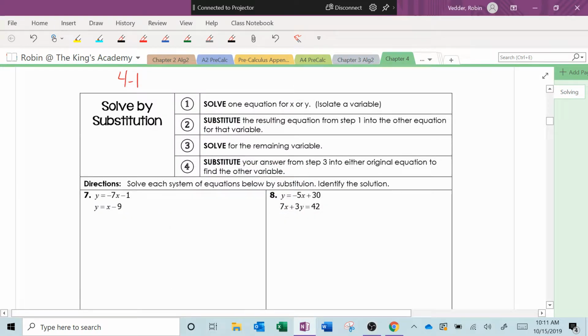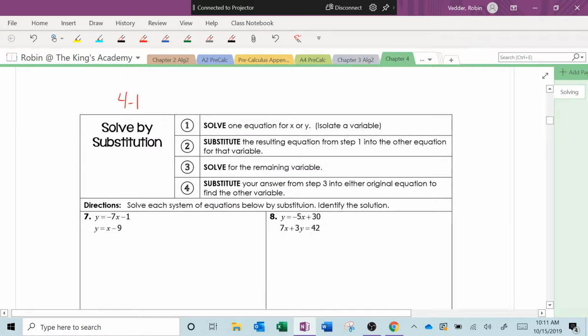All right, today we are finishing 4-1. Last class we learned to solve by graphing. Today we're going to learn to solve by substitution. So there's 4 steps we're going to be doing.